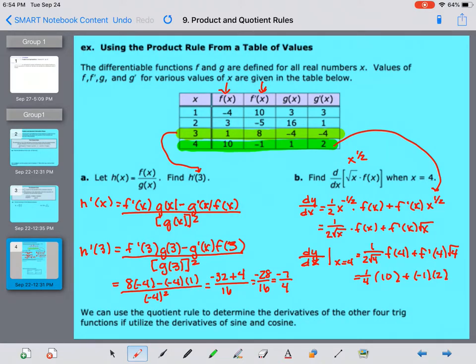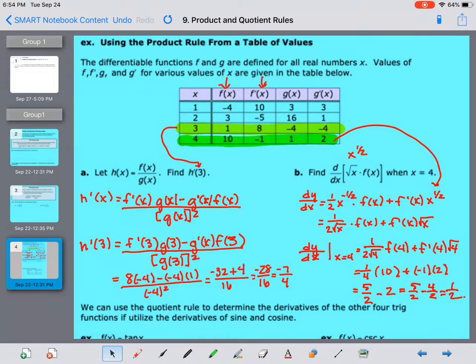So then I'm just going to simplify this. I get 10 over 4, which reduced to 5/2, minus 2. If I get a common denominator, 5/2 minus 4/2, that gives us a positive 1/2. So even when we're in table form, we're still kind of doing the exact same process.